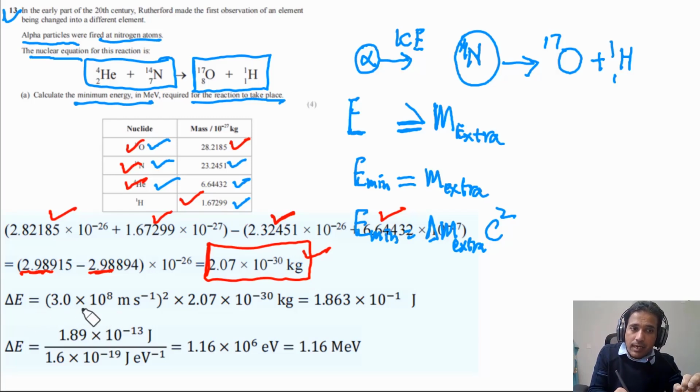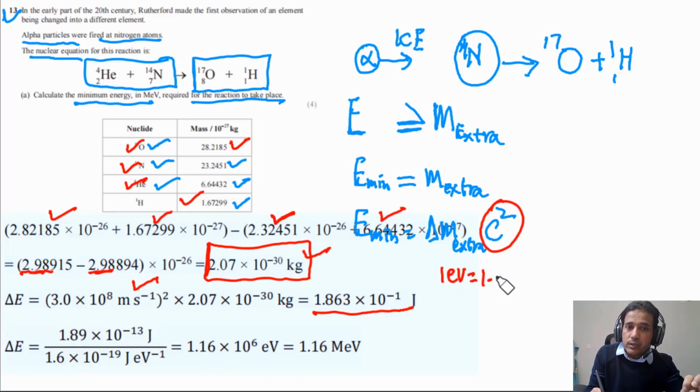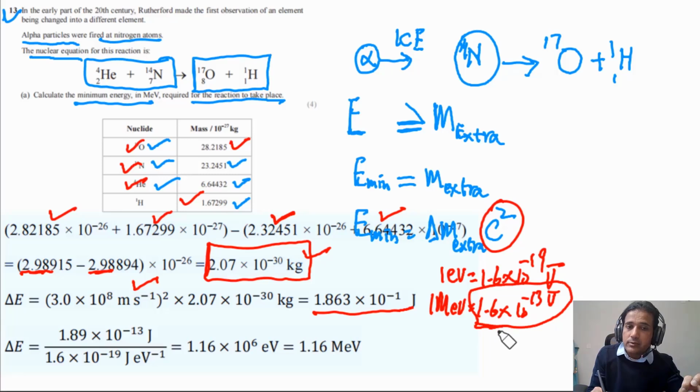So now we can convert this mass into energy by simply multiplying with c squared. So this is what we have done. This is the energy in joules. Now we need to convert energy into mega electron volts. So we need to understand 1 electron volt is equal to 1.6 times 10 to the minus 19 joules, and 1 mega electron volt will be equal to 1.6 times 10 to the minus 13 joules. So simply you can divide by this number and you will get the answer in mega electron volts, or you can divide first by 1 joule per electron volt, get the answer in electron volts, and then convert into mega electron volts.